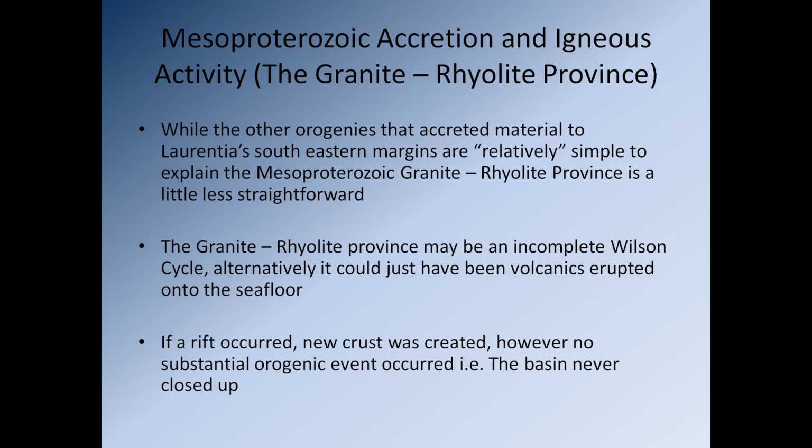Now, if a rift occurred, new oceanic crust was created. However, no substantial orogenic event occurred. So as I said, there was no closure of the basin that formed. An ocean basin would have formed, but it never closed up.